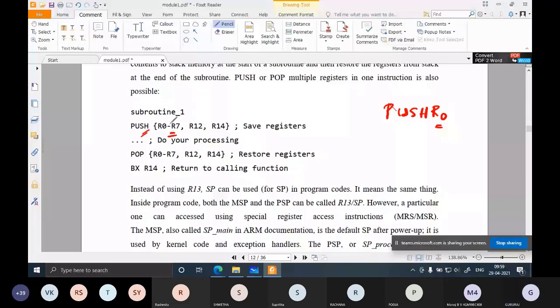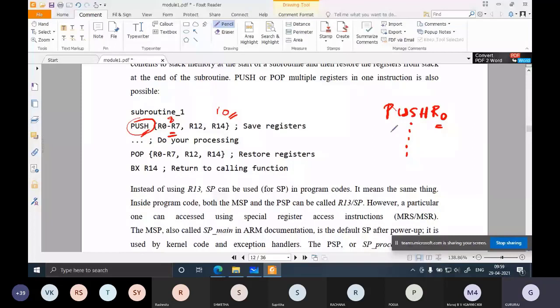You are storing R0 to R7. That is 8 registers you are storing. Along with these 8 registers, you are also storing R12 and R14. So totally 10 registers' contents will be stored into the stack using a single push instruction. So you need not write 10 push instructions separately, like push R0, push R1, push R2, push R3. No need to write like that.